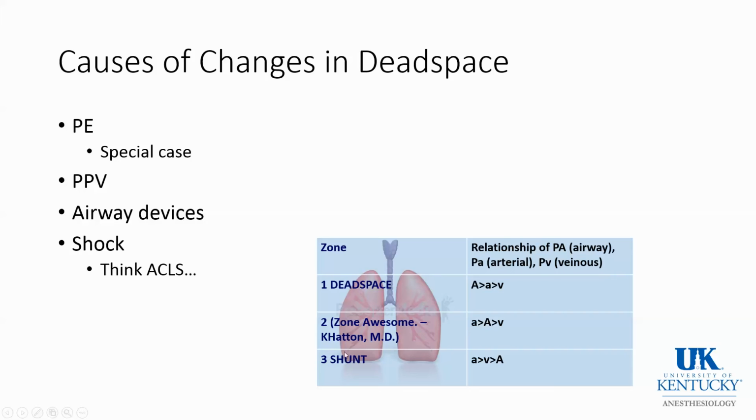That's once again shunt. It should click in your head that shunt is related to SAT. Airway devices are important. When you put a tracheostomy in someone, it decreases the dead space significantly compared to when you put a big face mask over someone, which adds a whole lot of dead space between the patient and the outside world. And then shock.